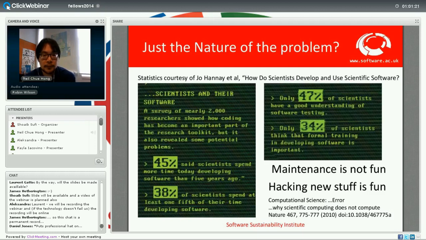So this was a survey of nearly 2,000 different researchers across a number of different disciplines. And what it showed was that whilst scientists were certainly spending much more time developing software than 5 years ago, very few scientists had a good understanding of concepts like software testing. So what we have is an interesting challenge in that we have widespread use of software, but not necessarily widespread knowledge of software in research.